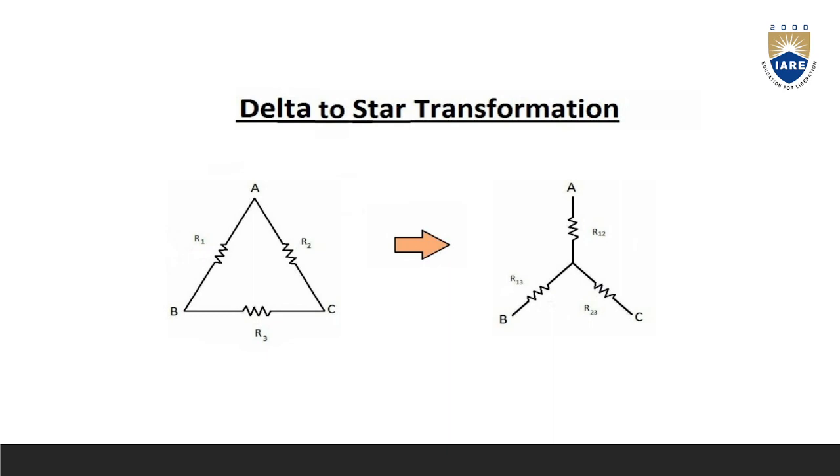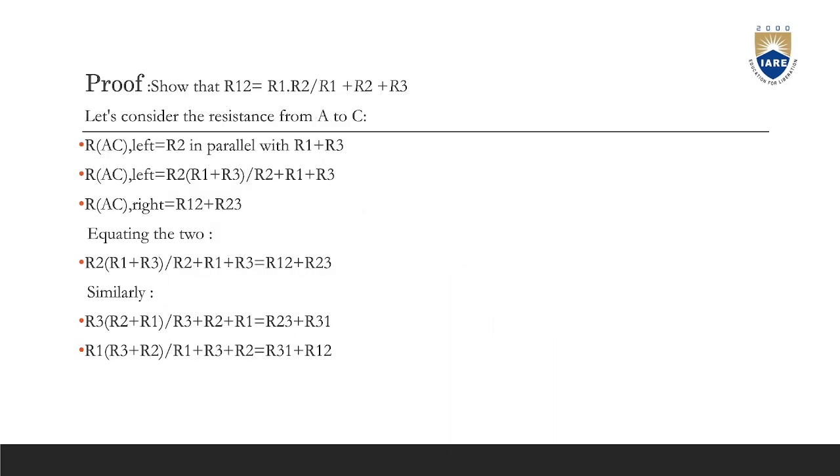Now let's prove the delta to star transformation. Proof. Show that R12 equals R1 into R2 by R1 plus R2 plus R3. Let's consider the resistance from A to C. RAC equals R2 in parallel with R1 plus R3. Then RAC equals R2 into R1 plus R3 by R2 plus R1 plus R3. RAC also equals R12 plus R23.